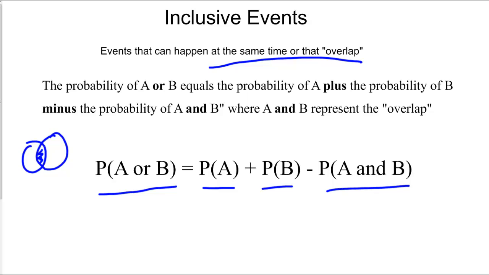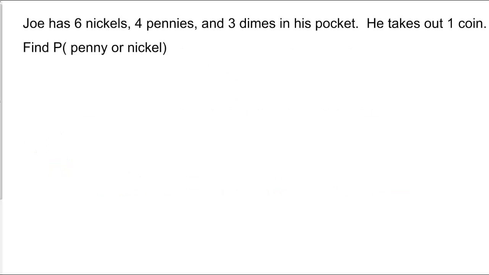So let's do a couple examples that use this principle. We've got Joe with 6 nickels, 4 pennies, 3 dimes in his pocket. He takes one coin out, and we want to find the probability of a penny or a nickel. So this tells us we're going to be adding these two probabilities together, because if we're only pulling one coin out, the coin can't be a penny and a nickel at the same time. So these are exclusive events.